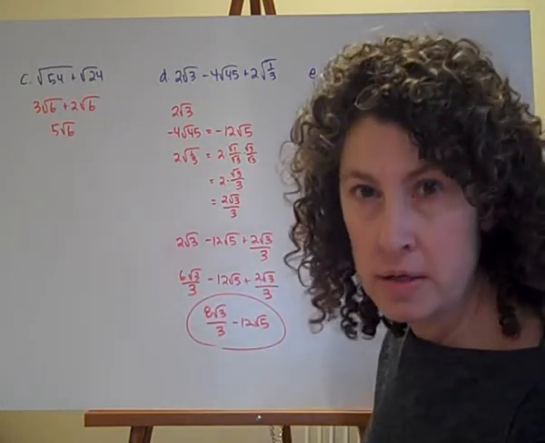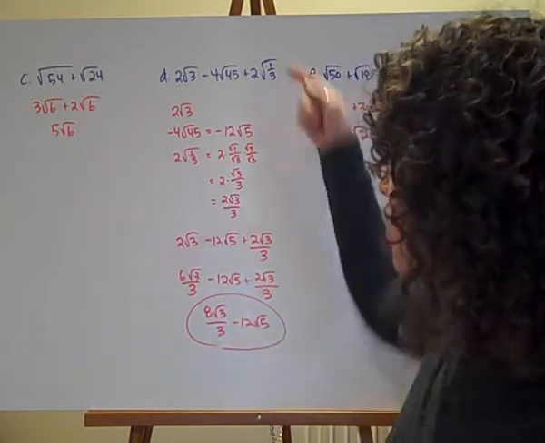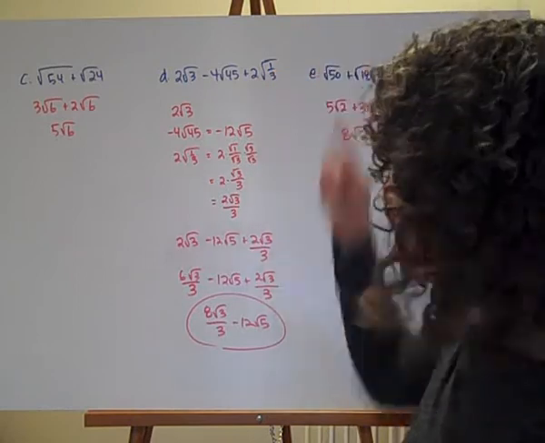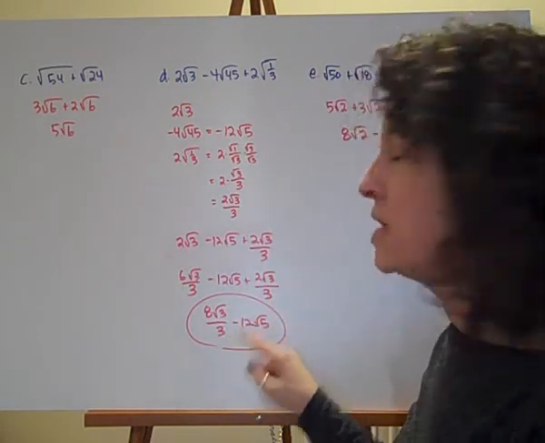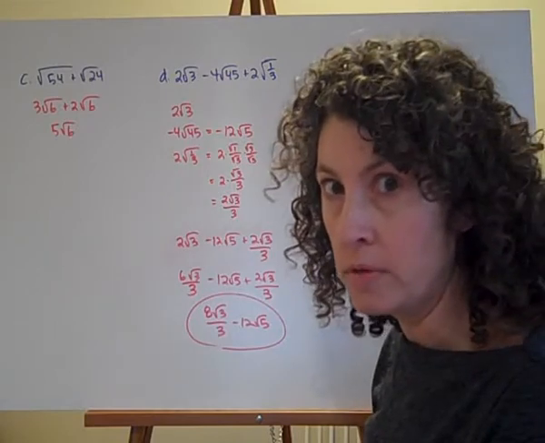Did you follow that? Minus my 12 radical 5. So this boils down to 8 radical 3 over 3 minus 12 radical 5. That had a few steps. I hope you followed that.